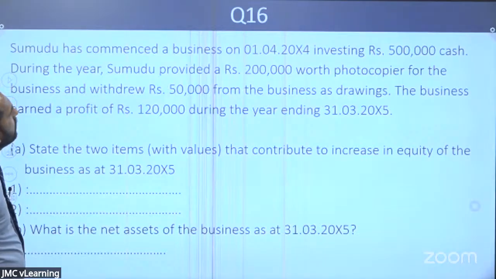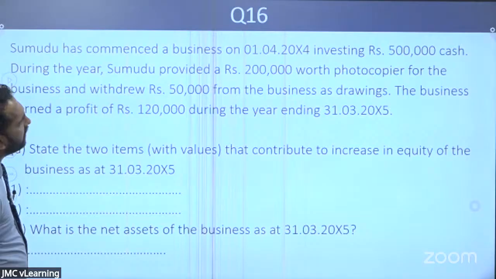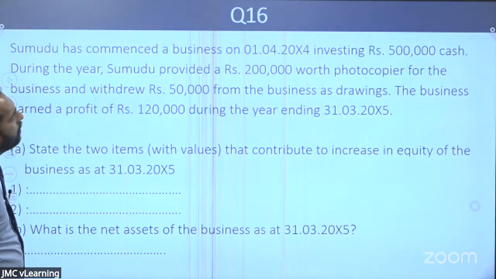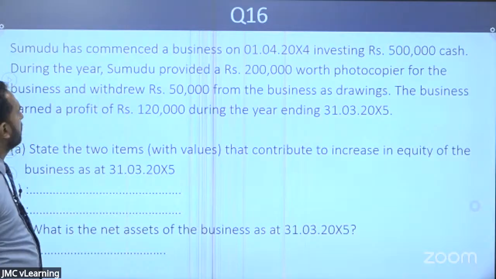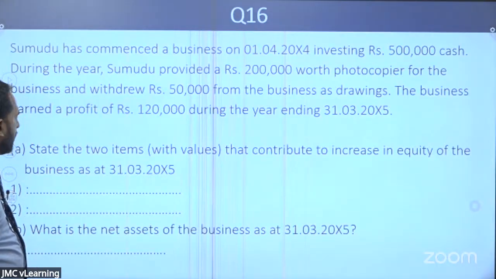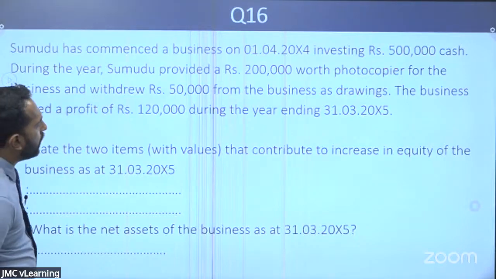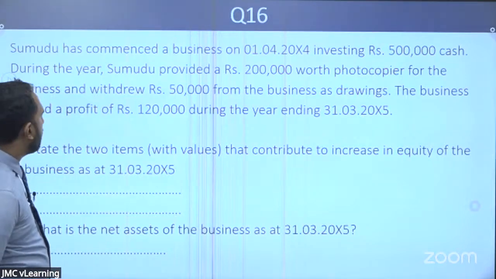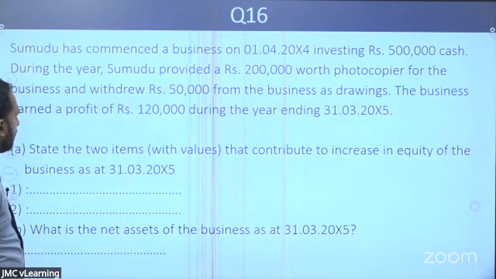We look at the next one, question number 16. Sumudhu has commenced a business investing 500,000 cash. During this, Sumudhu provided 200,000 worth of photocopier for the business and withdrew 50,000 from the business as drawings. The business earned a profit of 120. State the two items that contribute to increase the equity.